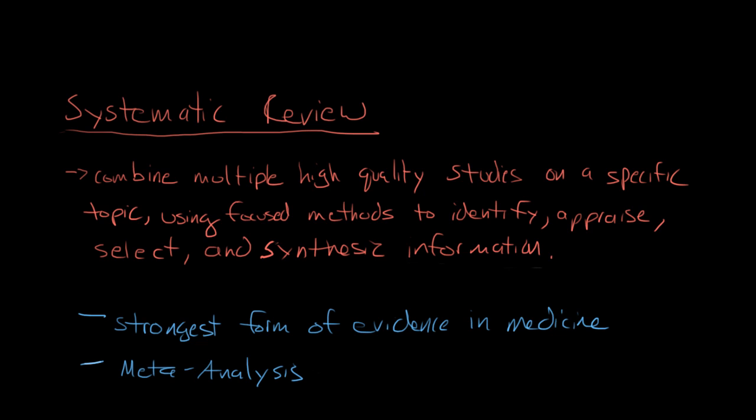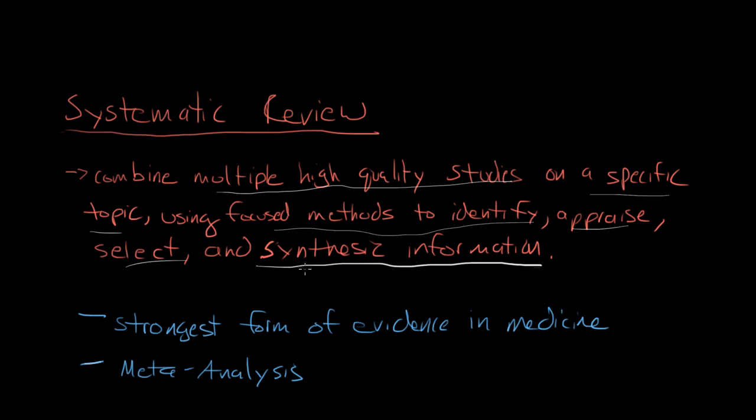Next, let's move on to discussing systematic reviews. Systematic reviews combine multiple high-quality studies on a specific topic. They use some focused methods to identify, appraise, and select them, and then they synthesize the information. So they synthesize lots and lots of studies together for you. And systematic reviews, when done well, are usually considered the strongest form of evidence in medicine. And the most common systematic reviews you'll find are meta-analyses.